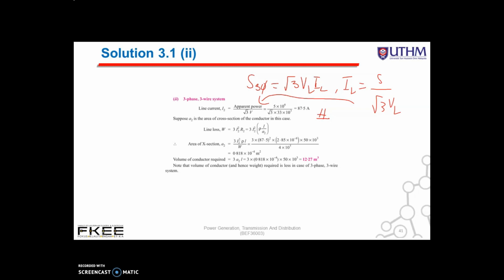Then you have to calculate the area of section A2. You have to calculate the line losses first, and after that, using these line losses, you can get the area. So the area is 0.8111818 times 10 to the power of negative 4 meter square. Then you can calculate the volume of conductor required: 3 times the area times the length. So you get 12.27 meter cube. Note that the volume of conductor, and hence the weight, required is less in the case of the three-phase three-wire system. So basically, normally the three-phase three-wire system is adopted.